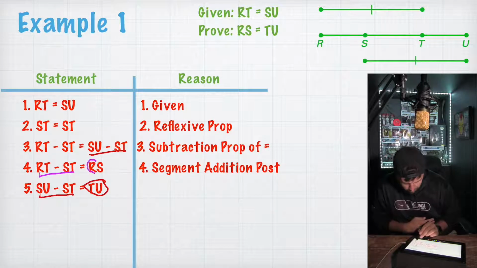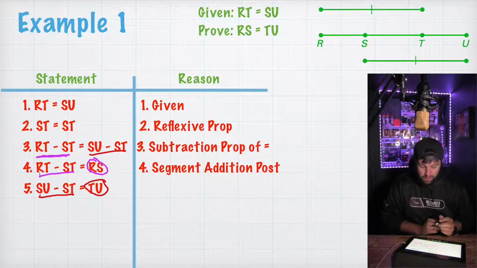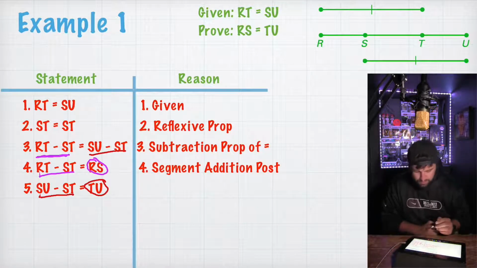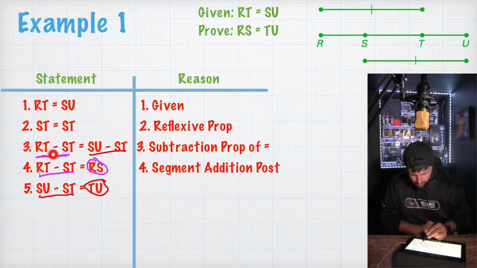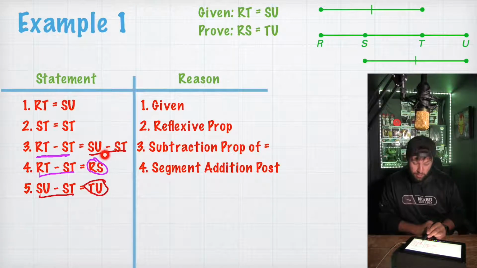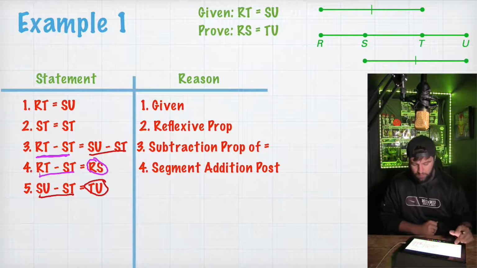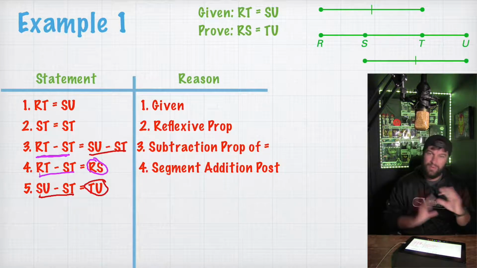Then we have RT equals RS. So we have that RT minus ST right there. What we can actually do is substitute in our RS for this RT minus ST, because we said that's what it equals. And we can substitute in this TU for SU minus ST, because that's what we said it equals. Oh, sorry. We're rushing ahead.